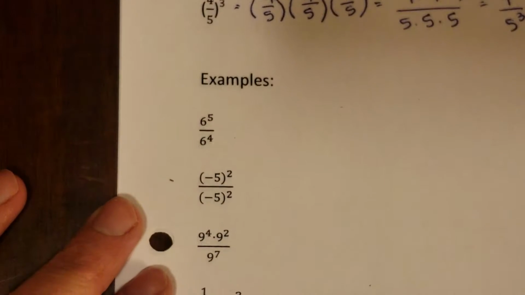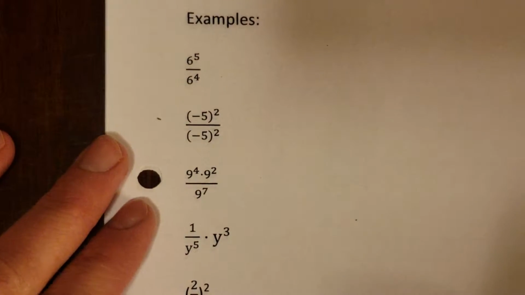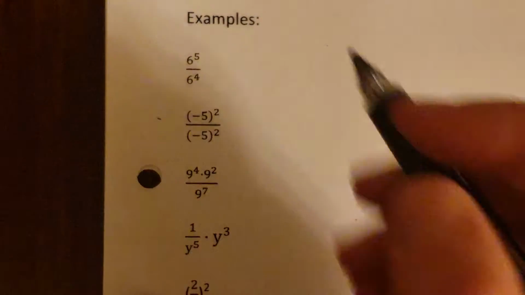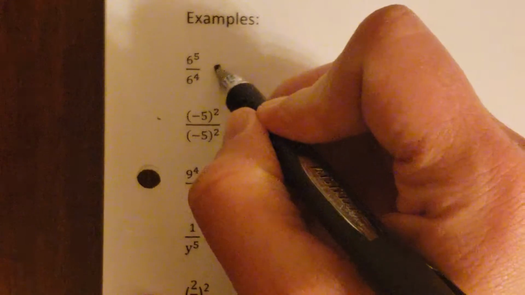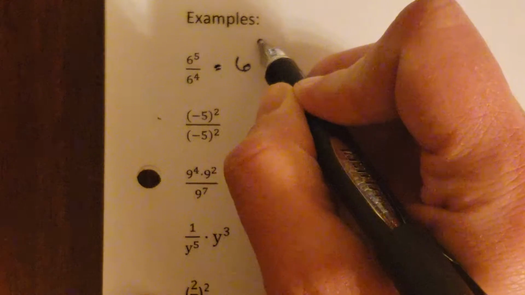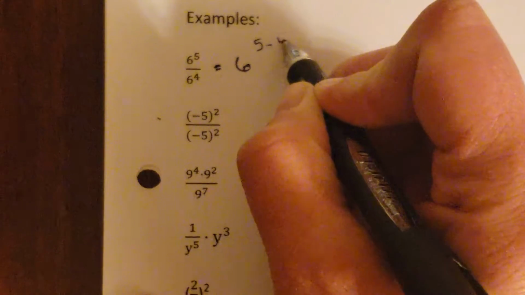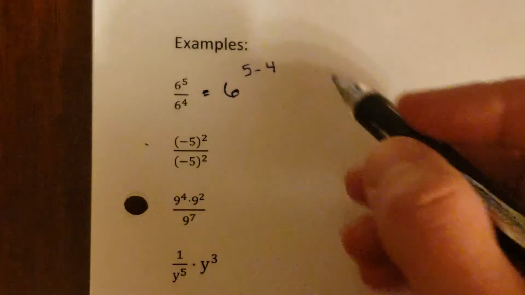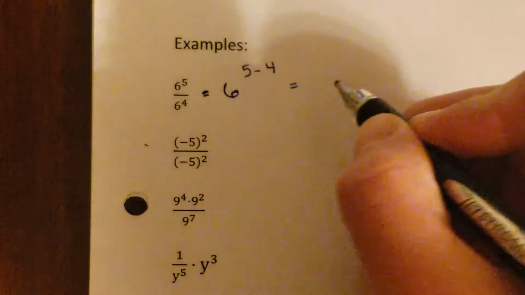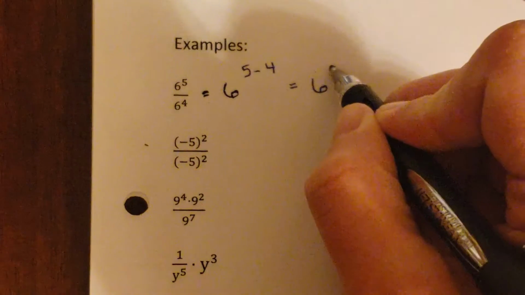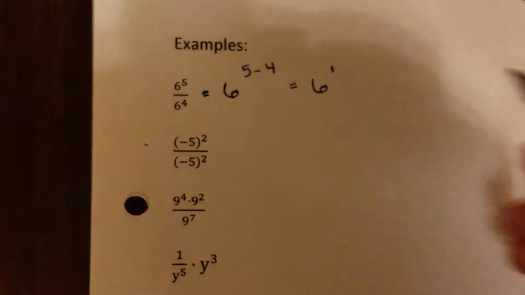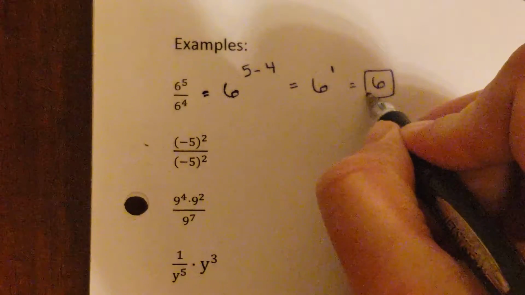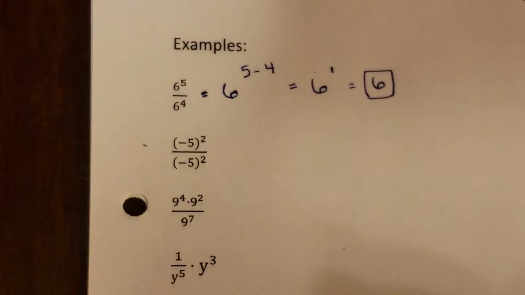Okay, let's try some examples. So we're going to simplify each of these as far down as we can. So I have the same base of 6, and I'm going to subtract the top minus the bottom. Now when you do your homework, you don't have to write 6 to the 5 minus 4th. I'm just trying to show my work here. And 5 minus 4 is 1. 6 to the power of 1 is 6. And that's our most simplified solution.